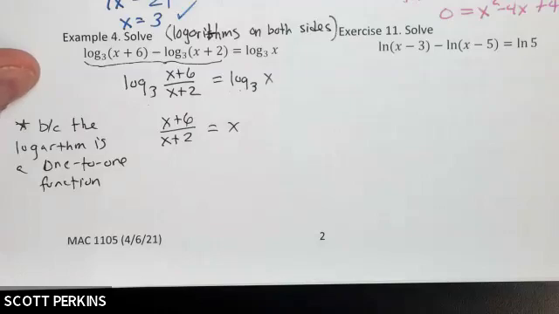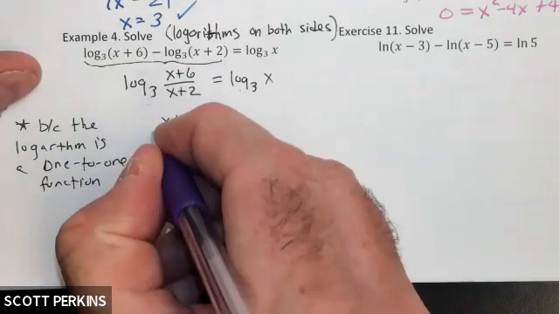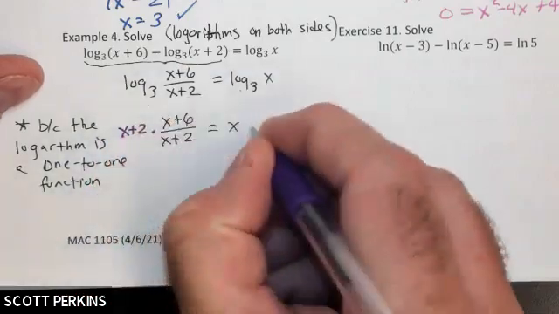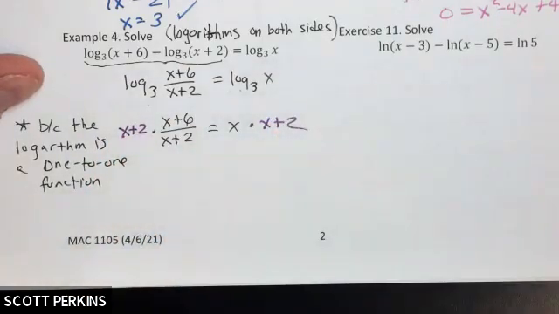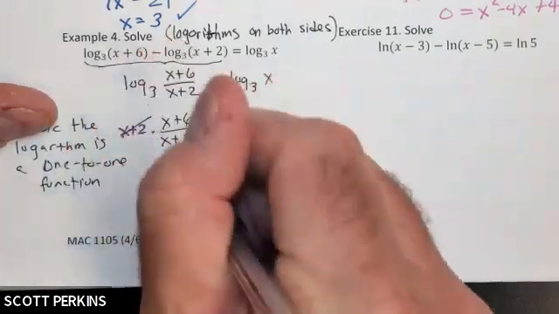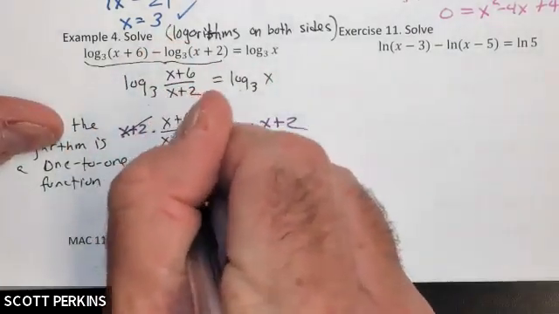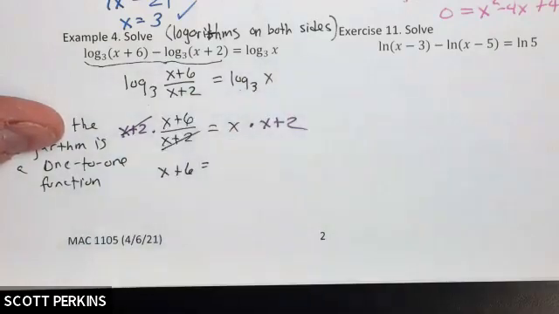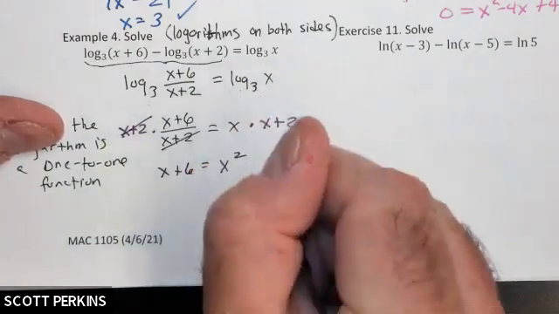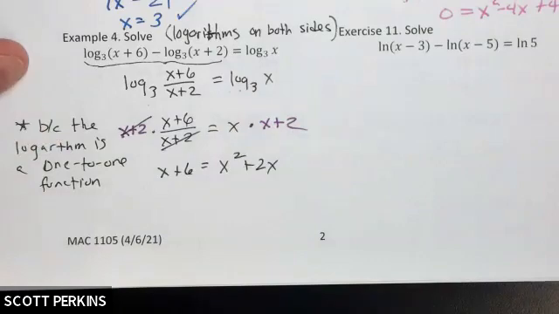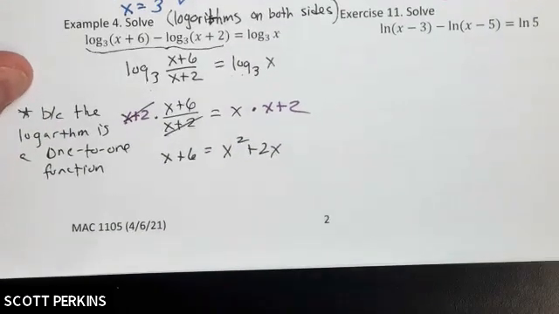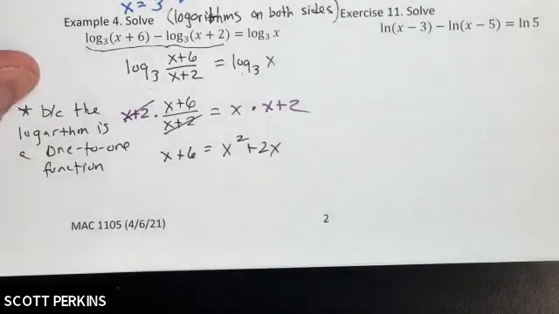I'm going to solve this rational equation by multiplying by the common denominator, which is just x plus 2. When I do that on the left, the x plus 2's go bye-bye. I've got x plus 6 is equal to, on the right, I distribute. I've got x squared plus 2x. Yet another quadratic, but this is the last one for the day. I'm going to put everything over there on the right side with the squared.